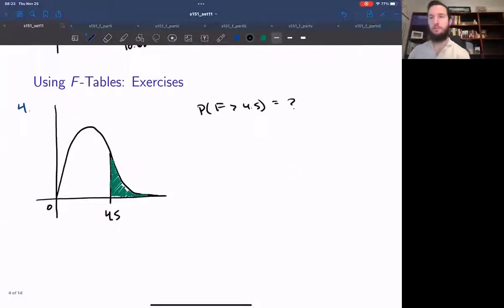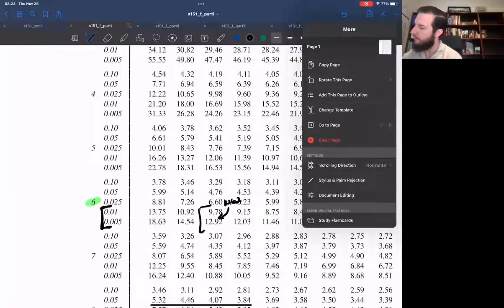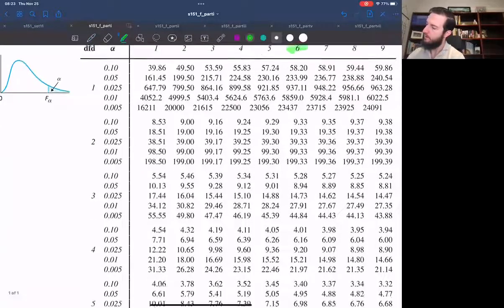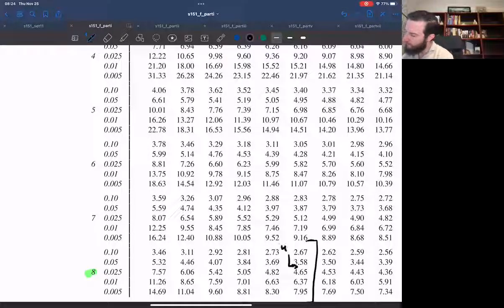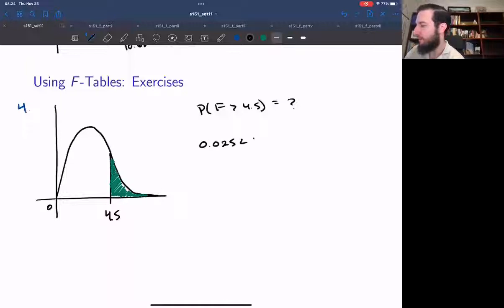Okay, so we have 6 and 8 degrees of freedom in this case. So we're going to go back to our F table. We're going to match 6 with 8. Okay, so we're working with this block here. Our F value is 4.5, so that sits between these two numbers here. So we're between 0.05 and 0.025. So we would say 0.025 is less than this probability is less than 0.05.